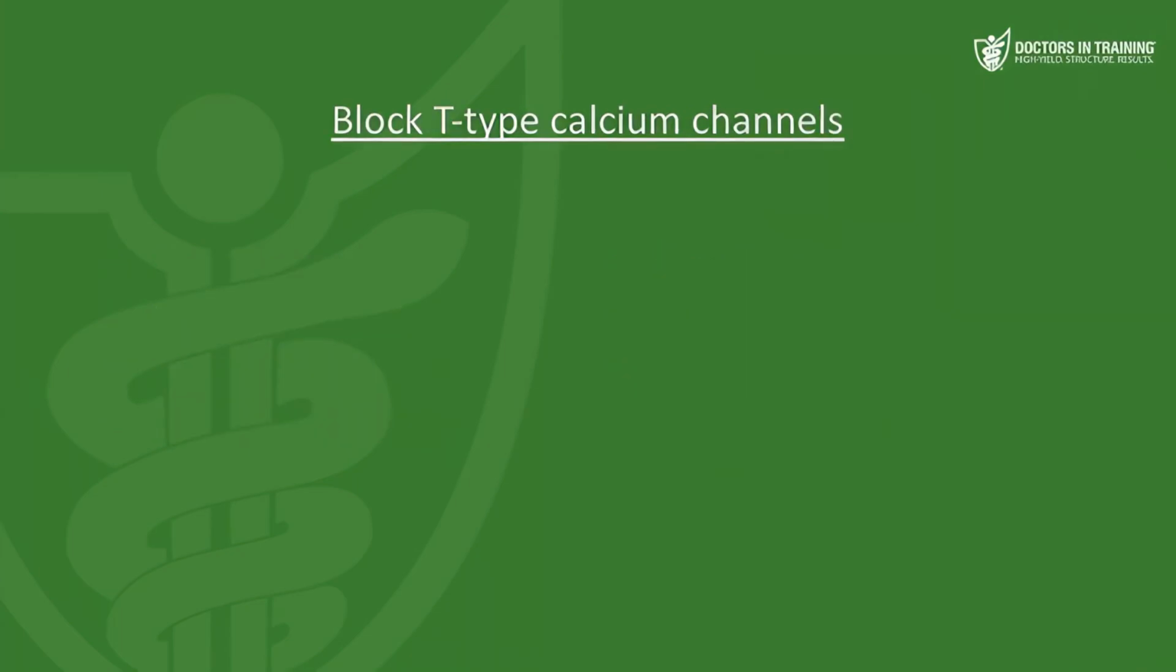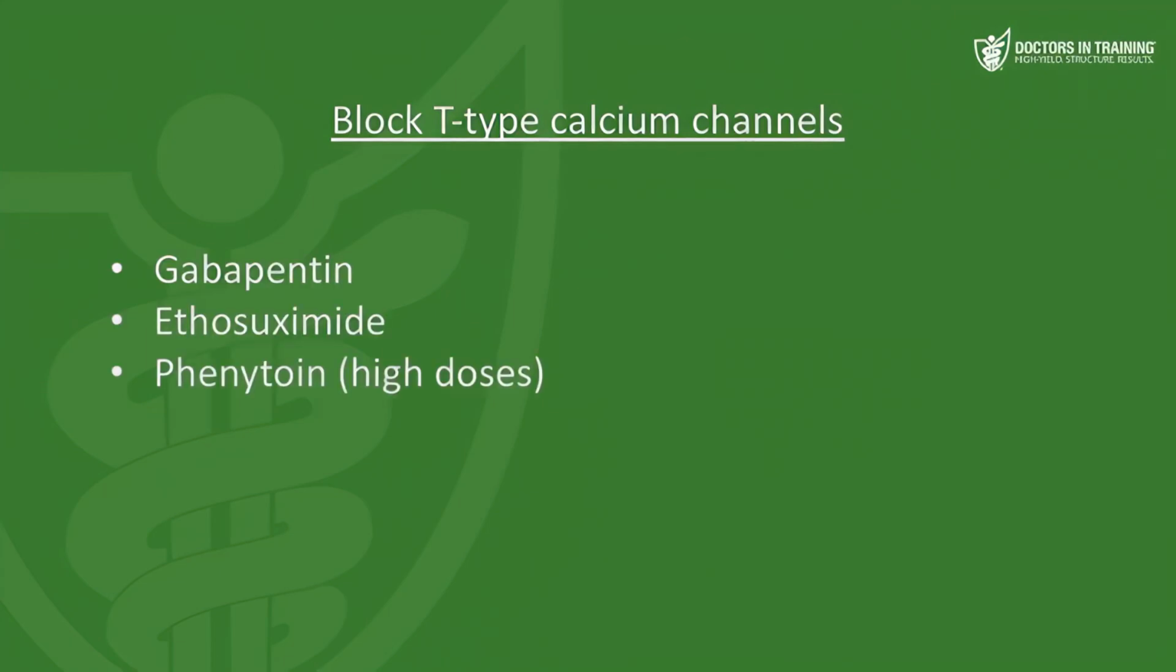And then the third mechanism is blockade of T-type calcium channels. Again, simply speaking, these drugs decrease the neuronal action potentials. These drugs include gabapentin, ethosuximide, and at very high doses, phenytoin. I would try to remember which group of drugs falls into each category, and you'll notice that there are a few that fall into multiple categories.